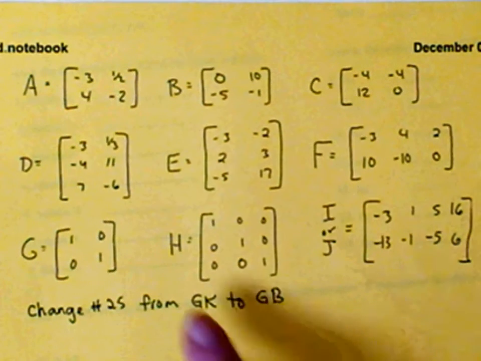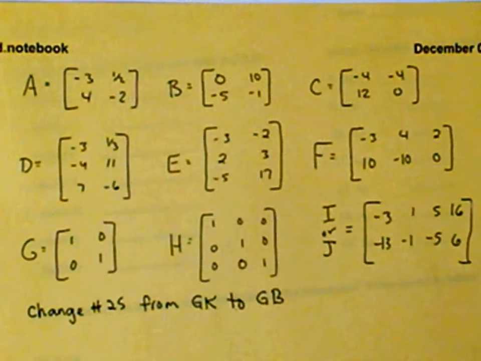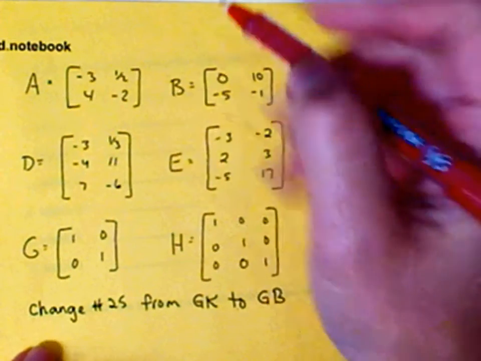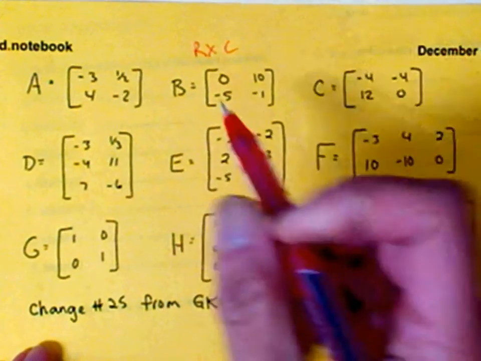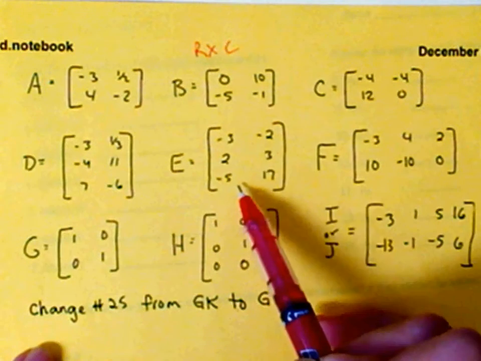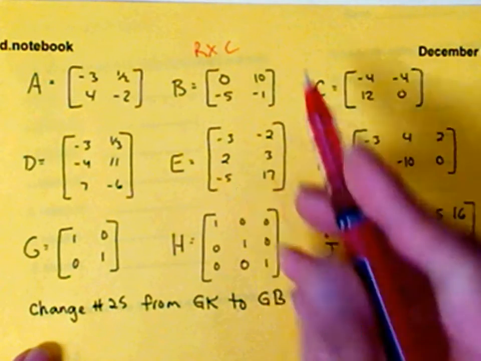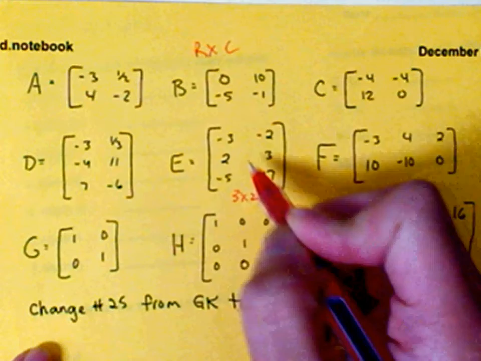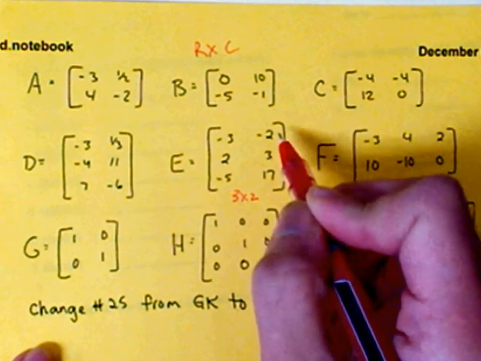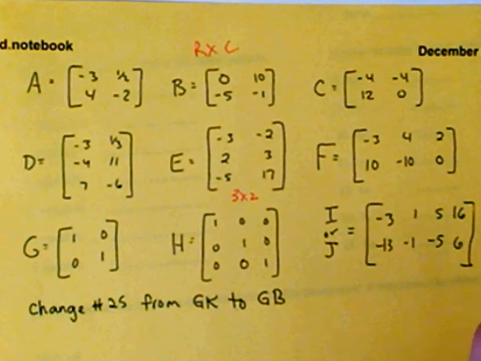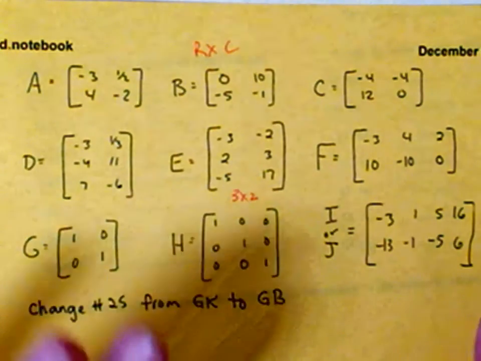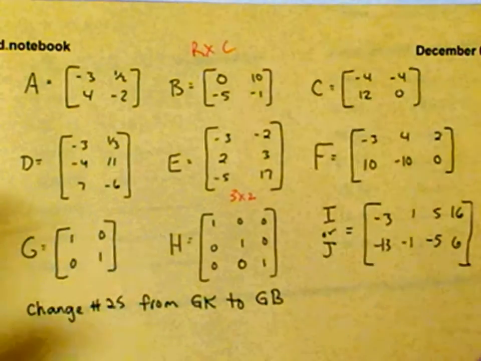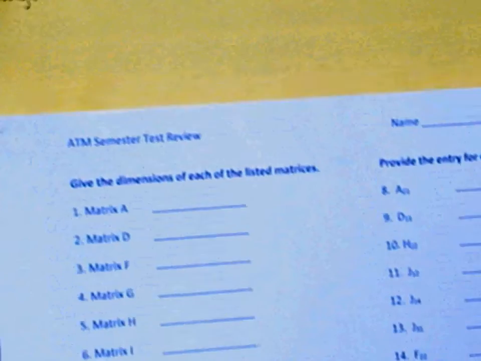Before I go, your dimension is always rows by columns. So look at this one right here. This would be a 3 by 2 because this is 3 rows, 2 columns. Just to let you know, all my data will come from this page right here. Now let's take a look at A.